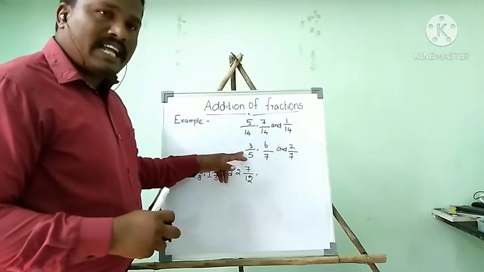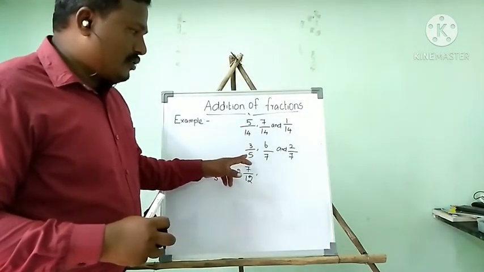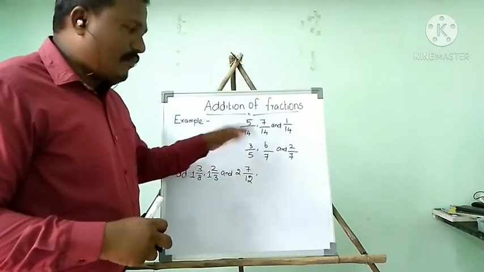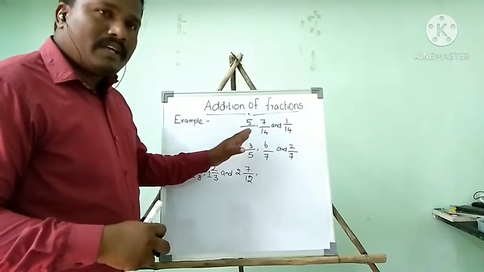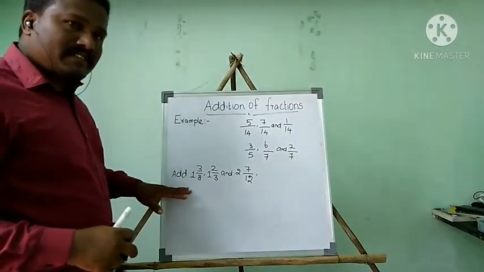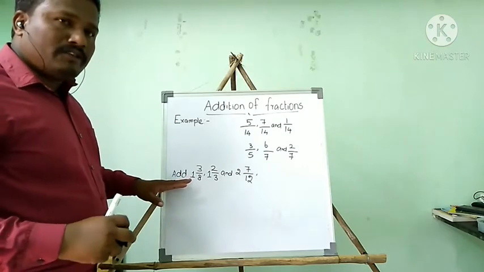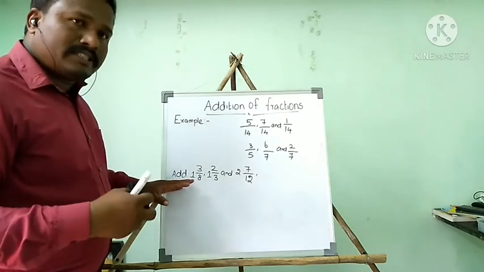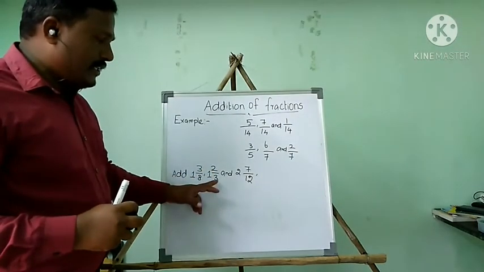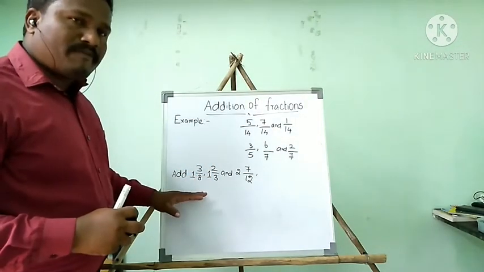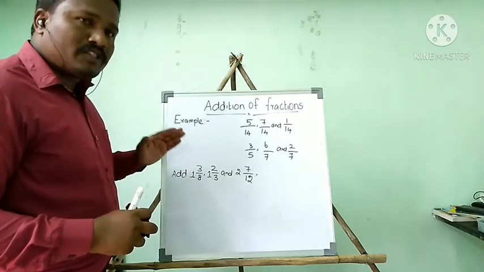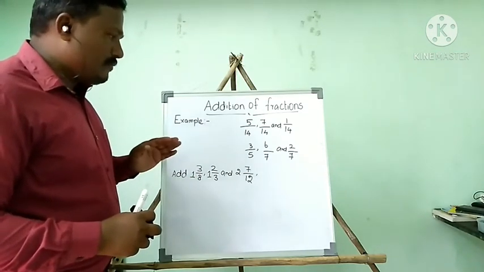Then second method, this is unlike fraction, this is like fraction, unlike fraction. So we take all denominators, find the LCM, then after we convert to that LCM, then after that we add all the fractions. But now this is mixed fraction. If this kind of fraction comes, how will you add? So now we are going to see about mixed fraction. If 1 3 upon 8, 1 2 upon 3 and 2 7 upon 12, this kind of fraction we call mixed fraction. If this kind of sums you solve, how to solve, I will tell you one by one.